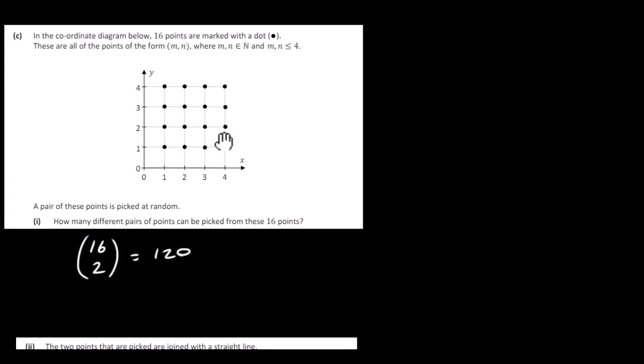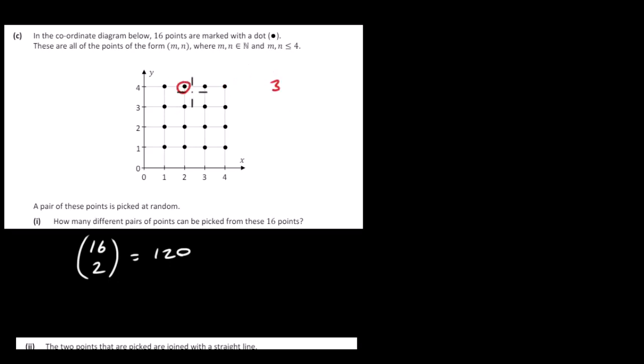The second part then says the 2 points that are picked are joined with a straight line. Find the probability that this line is horizontal. Okay, so the way you can look at this is, let's say we pick this point here. We can only go across this way. There are only 4 options here really in terms of horizontal lines. So let's say we pick this. We can join it to this one, we can join it to this one, and we can join it to this one. That's 3 horizontal lines.